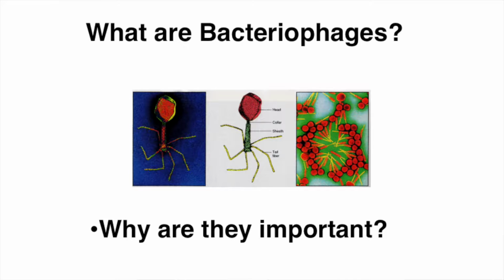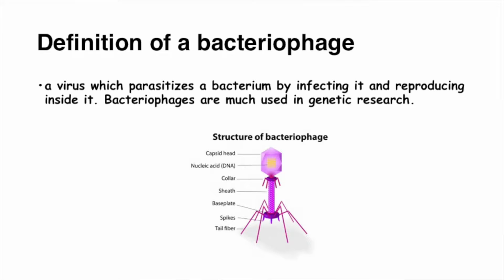So today we're going to address two questions. First of all, what bacteriophages are, and secondly, why they're important. A bacteriophage is a virus which parasitizes a bacterium by infecting it and reproducing inside it. They're used much in genetic research, and here you can see the structure of a bacteriophage. Its genome is embedded into a complicated protein skeleton, and the genome has all the instructions on how a bacterium can make a new bacteriophage.